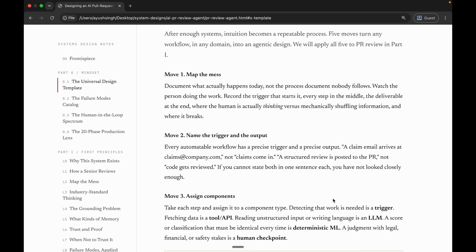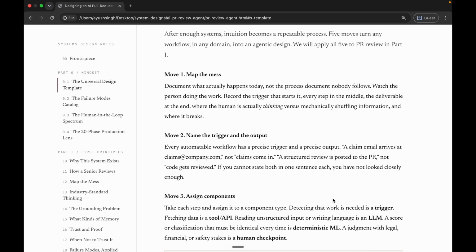So in that case, it would be a claim which arrives at this particular email ID and has a keyword such as claims. Similarly, here, anytime a PR gets posted, we should be able to create a GitHub webhook and use it to get this on our Slack. And a PR by a particular person can be one of our triggers.